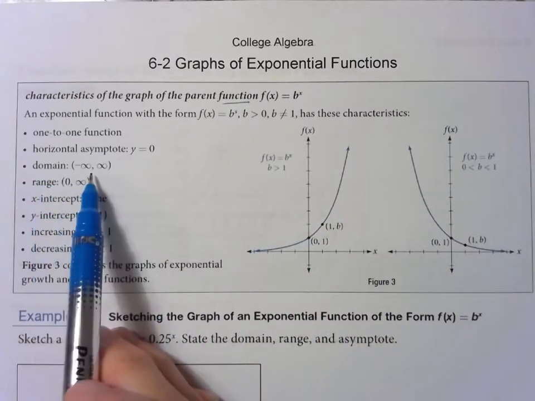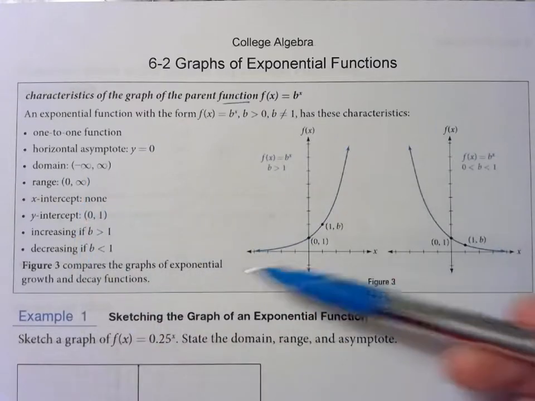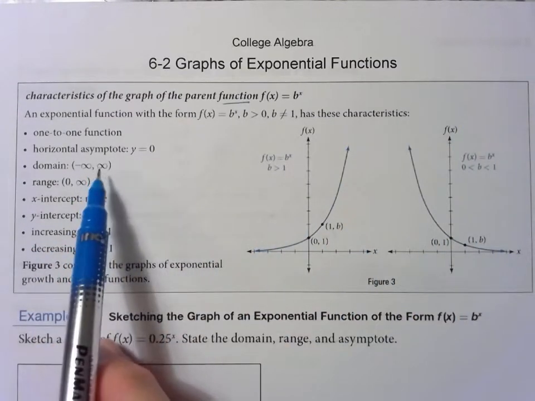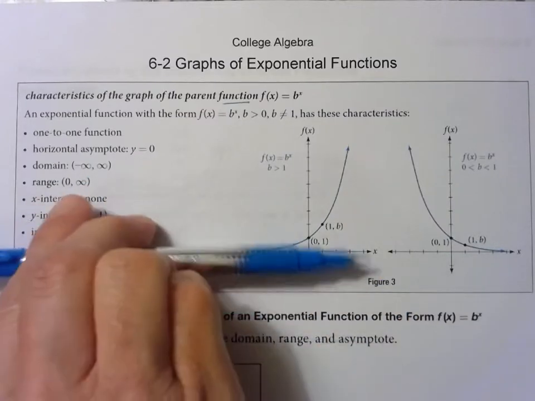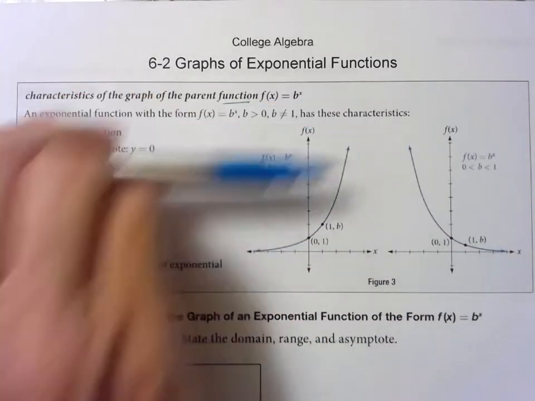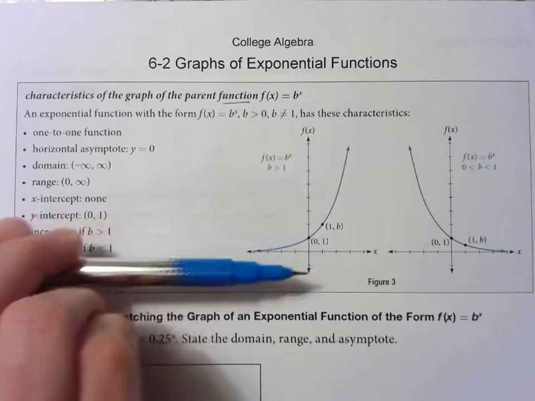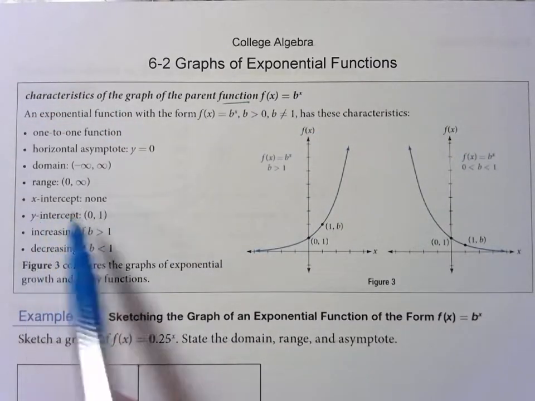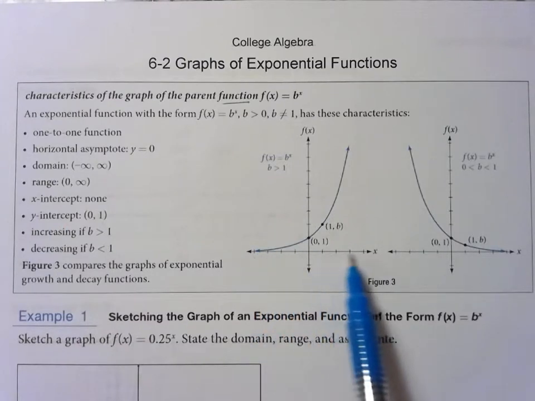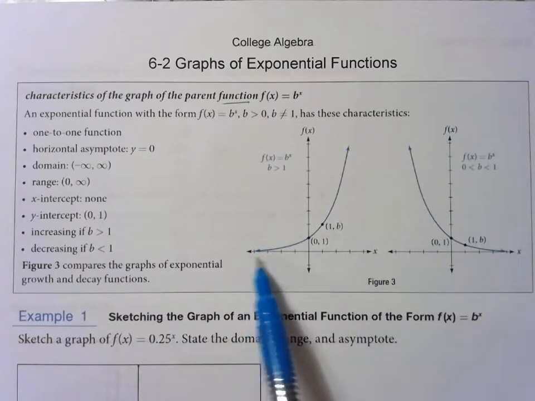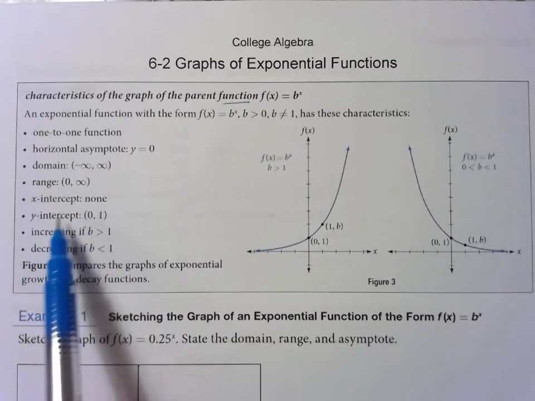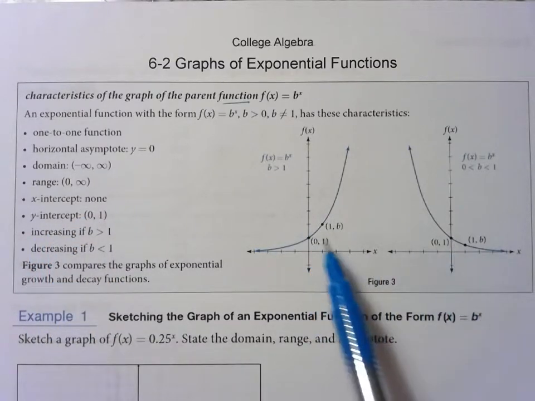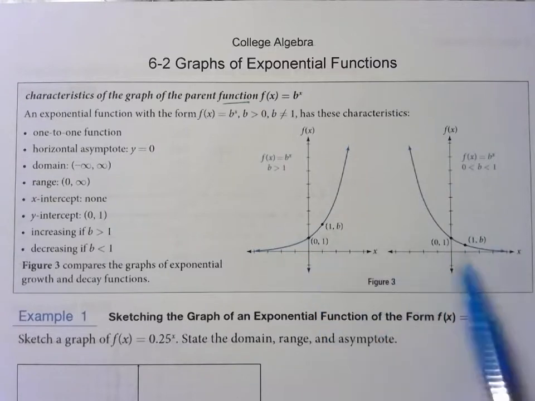The domain is everything. It goes forever left and forever right. That means the domain is all real numbers. The range goes from 0 to infinity. It does not include 0, but it does go from 0 to infinity. It does not have an x-intercept because we have a horizontal asymptote there. Okay, no x-intercept. The y-intercept is always (0, 1). Notice on both of these graphs, it crosses the y-axis at 1.